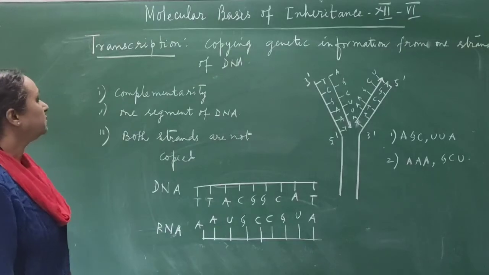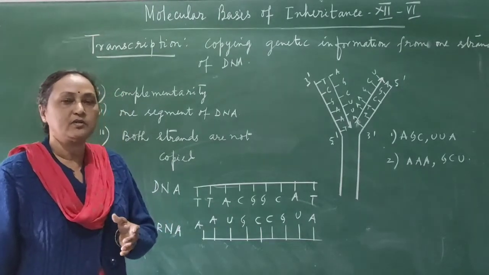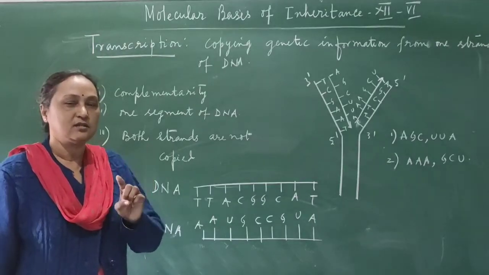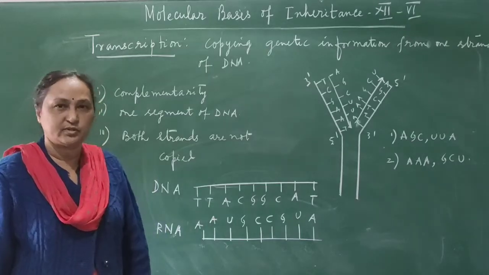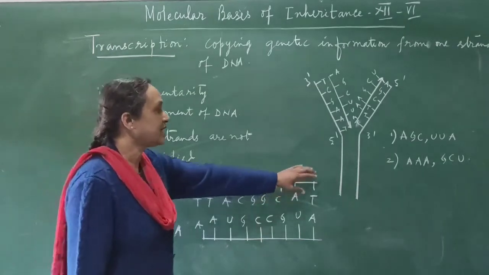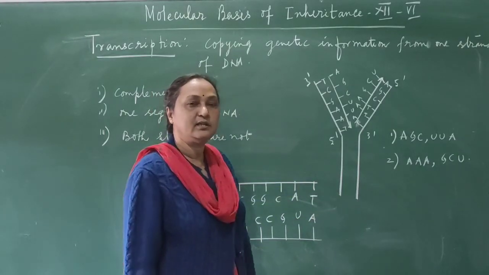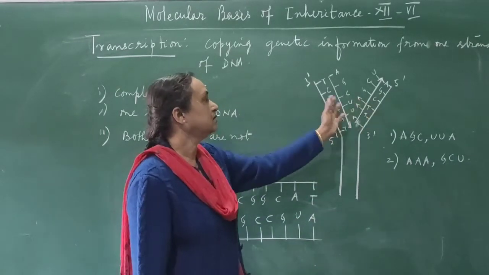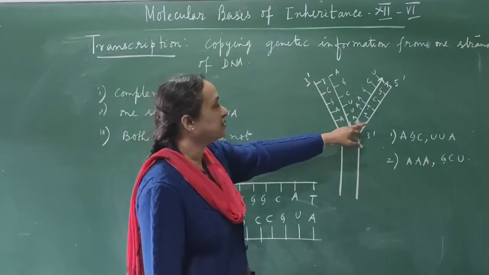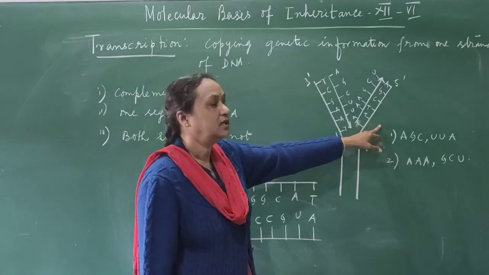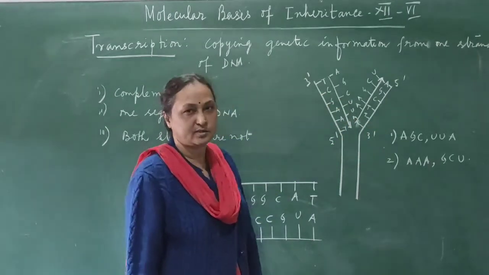Okay? Now the question is, as I told you, in transcription process, out of two DNA strands, only one is participating. Why? So this is a very important question. Okay? Now you see this diagram. This is a DNA molecule, and when it is participating in the transcription process, the bond will break, it will open, and now this is a single strand of DNA. Okay? Suppose both the strands are participating in transcription.